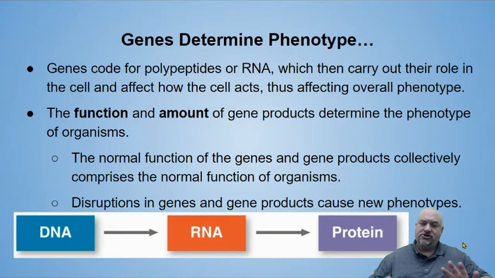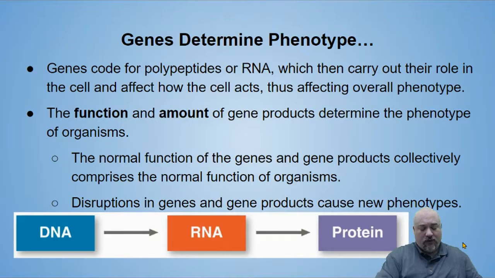Let's review how genes determine phenotype here because it plays into how mutations work. So genes code for polypeptides or RNA. Those polypeptides or RNA then carry out their role in the cell, which affects how that cell acts, thus affecting the overall phenotype, whether you got blue eyes or you're lactose intolerant or you've got a properly shaped hemoglobin molecule or what have you. The function and amount of the gene products determine the phenotype of organisms.